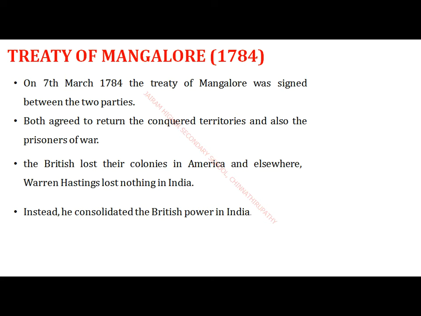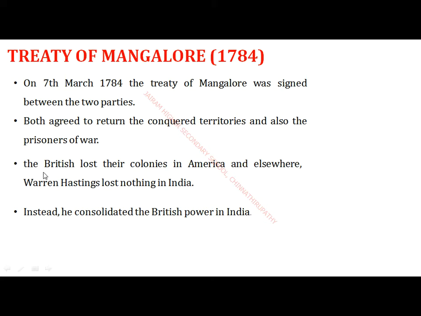Two parties means whom here? The two parties are, of course, the two superior sides. One is the Indian ruler's side, that is Tipu Sultan, the empire of Mysore, and the other side is the Britishers, the British government. Both agreed to return the conquered territories and also the prisoners of war. Those who were caught as prisoners during the war period had to be released by the Britishers. It is under this treaty that the promise was given by the Britishers.